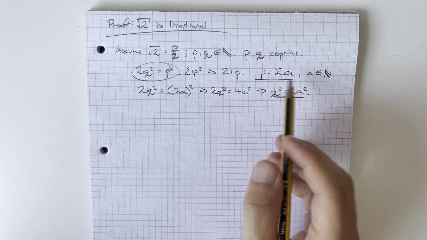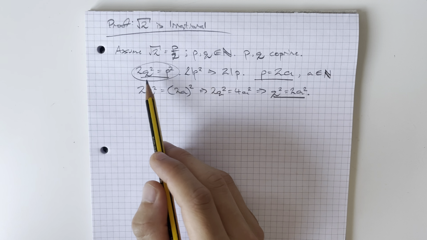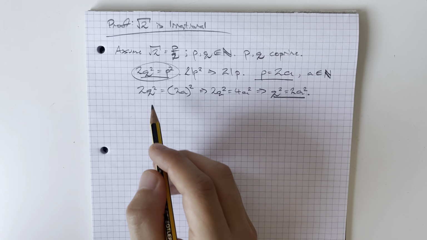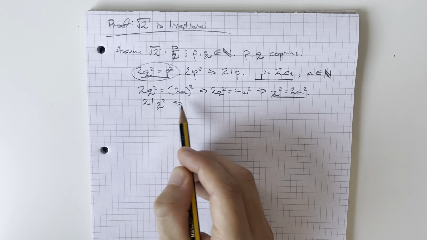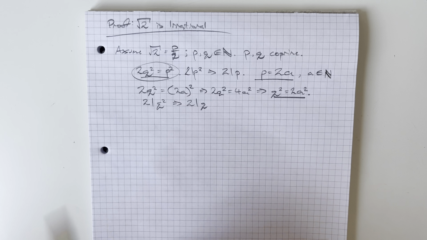This is very similar to what we had up here to begin with, and we can see the line of logic we took here. We knew that this meant that p in the end had a factor of 2, so we'll do the same thing but now for q. So we can say that 2 is a factor of q squared, which means then also that 2 is a factor of q.